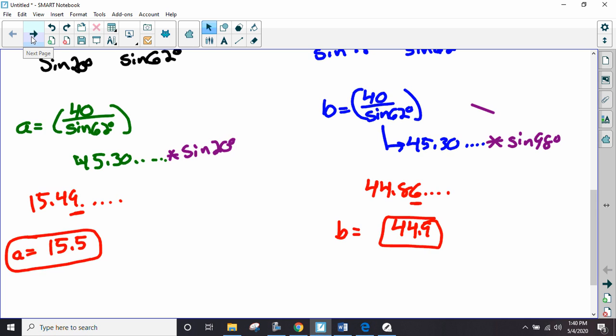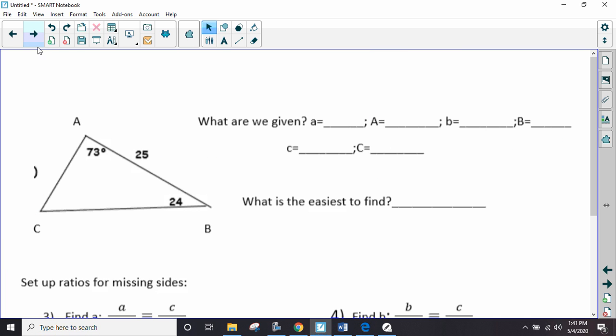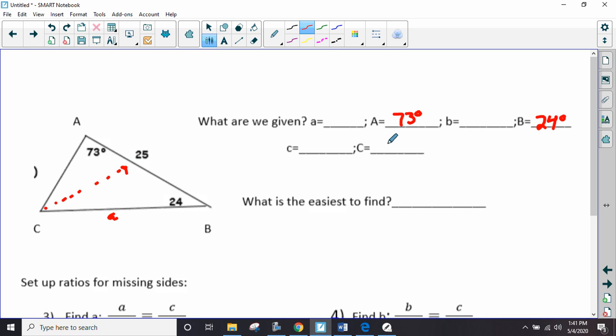So let's move on a little bit. Let's look at this one. Again, this would be little a, and we're not given little a. We are given angle A, that's 73, big A. We're given big B here, which is 24 degrees. We're not given that, but this is exactly across, so that's little c.